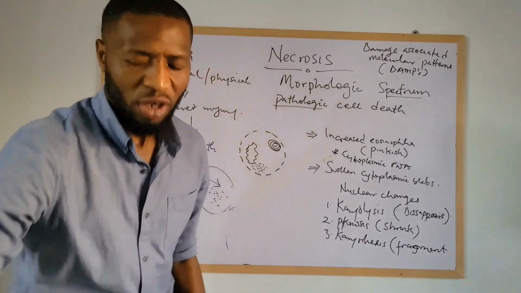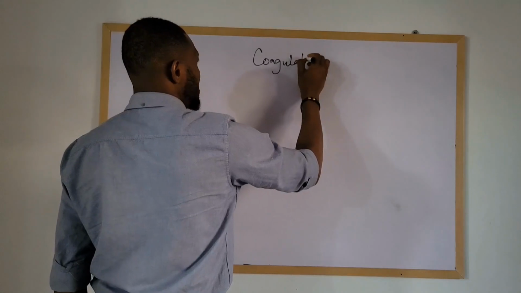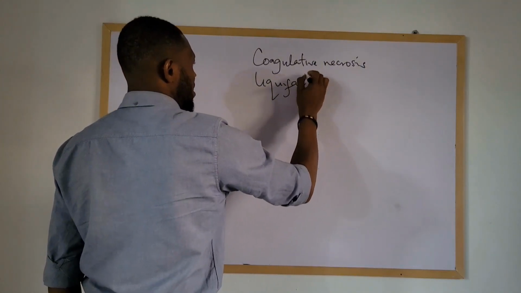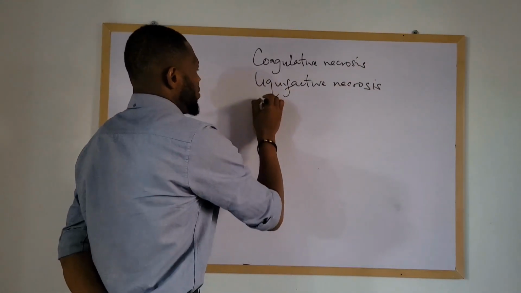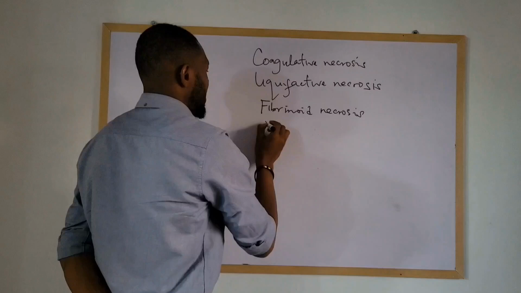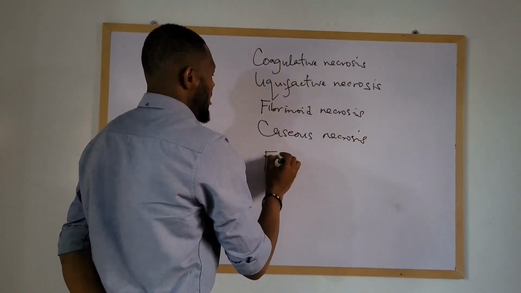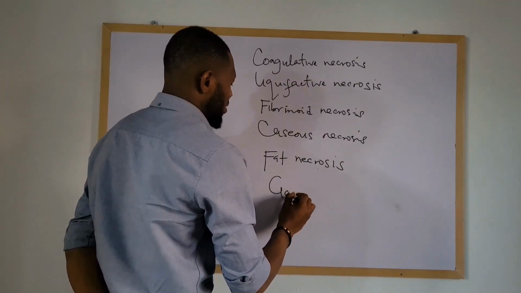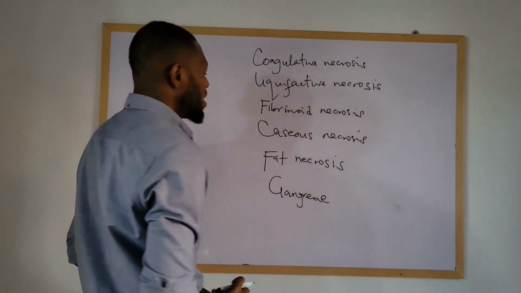Now, there are different forms of necrosis. These morphologic patterns include coagulative necrosis, liquefactive necrosis, fibrinoid necrosis, caseous necrosis, fat necrosis, and of course gangrene, which is not particularly a pattern of necrosis but has been traditionally ingrained in pathology.